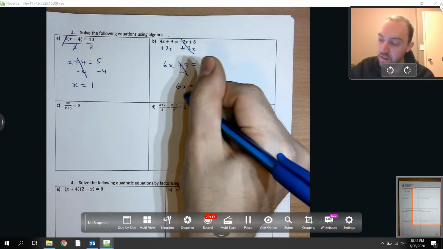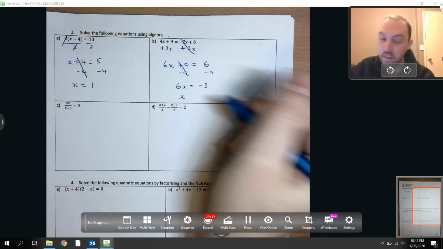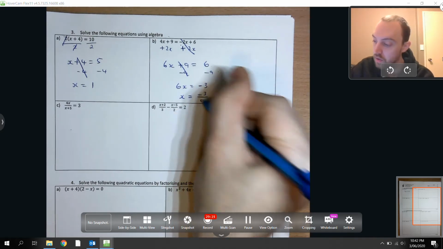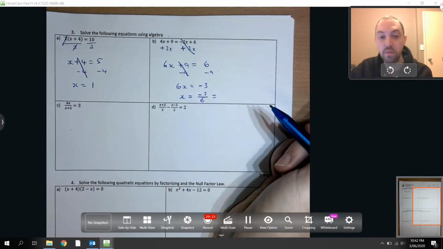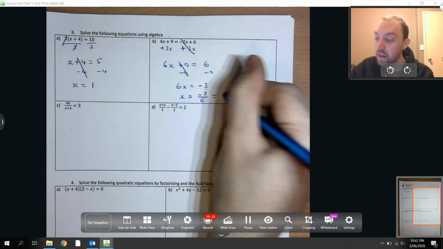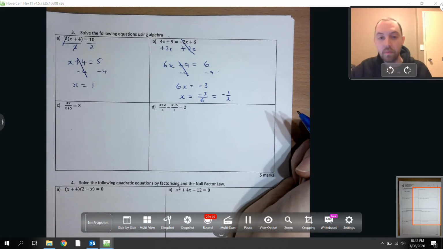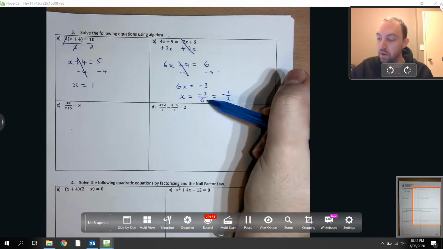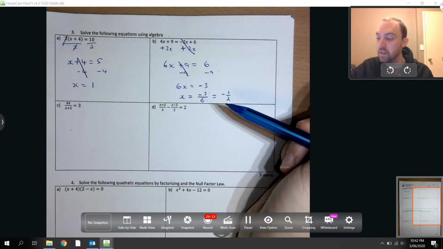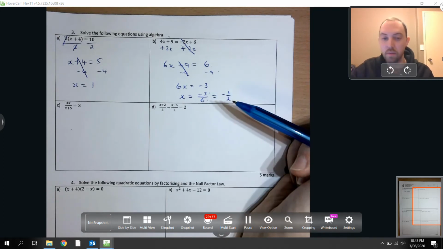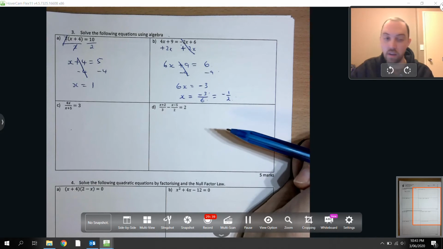Opposite of timesing by 6 is dividing by 6. So we have x is equal to negative 3 on 6. And if you remember your fractions, we can simplify to negative a half. Both the top and bottom of my fraction has a common factor of 3, so I can divide both of these numbers by 3 and get to negative half.